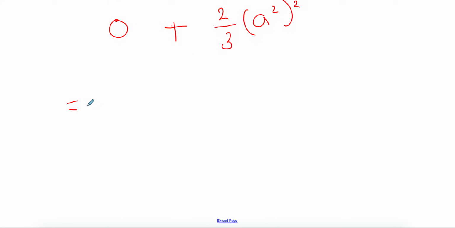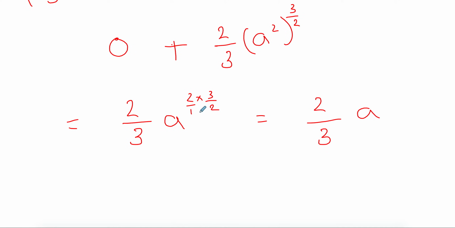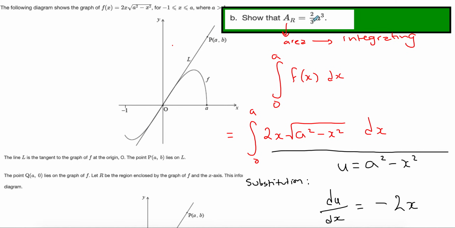And what you're going to do is just use the rules of indices, which is if you have something to the power and it's raised to another power outside the bracket, then you multiply the powers. So you have 2 over 3 a 2 times 3 over 2, and that will simply be, because this is over 1, you can cancel these two out, or you can multiply. You're going to get 6 over 2, which is just 3. So you end up with this, and this is what they needed, 2 over 3 and a to the power of 3.